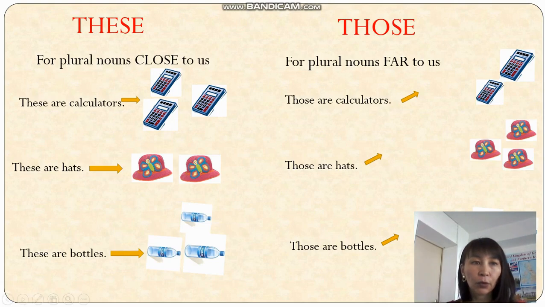This, for plural nouns close to us. These are calculators. These are hats. These are bottles. Those, for plural nouns far to us. Those are calculators. Those are hats. Those are bottles.